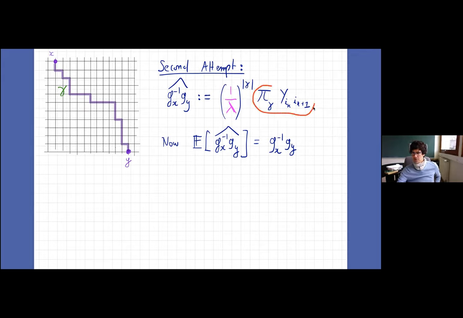So maybe it looks innocent, but I want to emphasize one thing. Before, my estimator was still living in the Lie group G. Now that I do this, I really use the fact that I view these things in the space of matrices. I leave the Lie group and I want to use linear algebra. So this is no longer an element of my Lie group. But this is still a very bad statistical estimator.